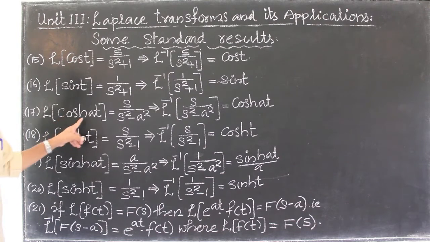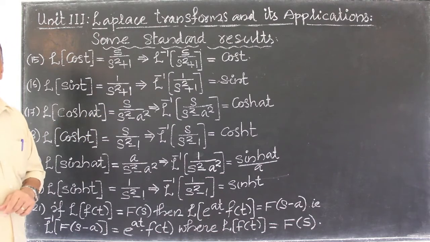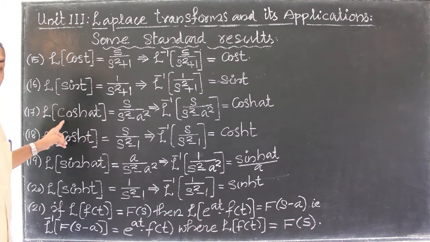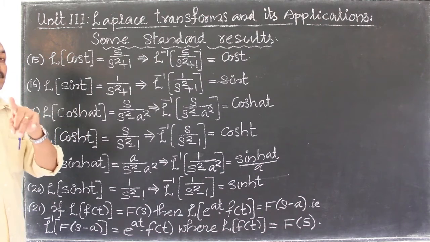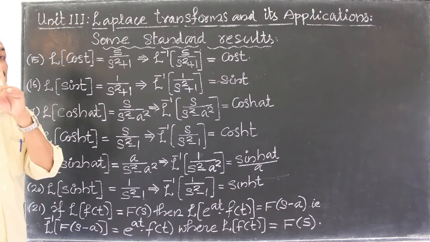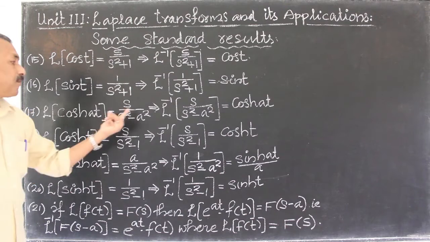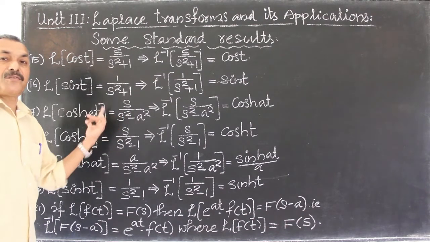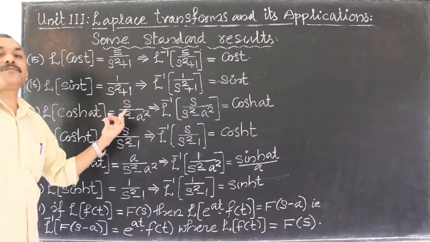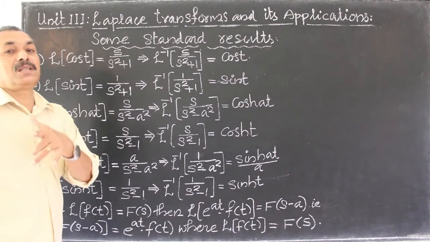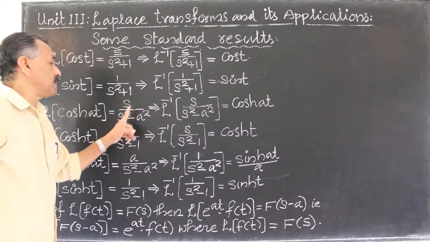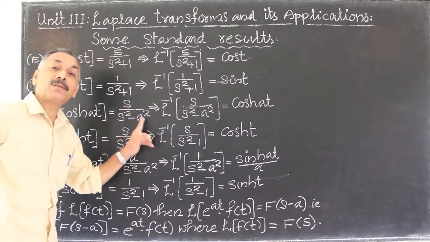Then cosh at is equal to this one. Then what is the Laplace transform of e raised to t into cosh at? When we say e raised to t, e raised to a t means a is 1, e raised to 1t. What should the transform of e raised to t into f of t be? F of s minus a. For e raised to t, the value of a is 1. That is s minus 1 divided by s minus 1 whole square minus a square.